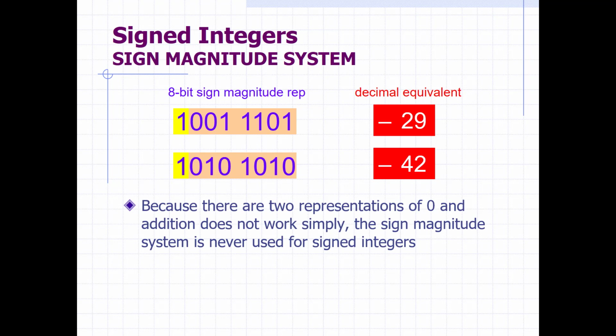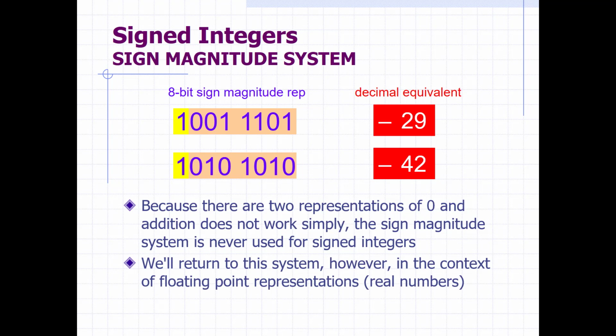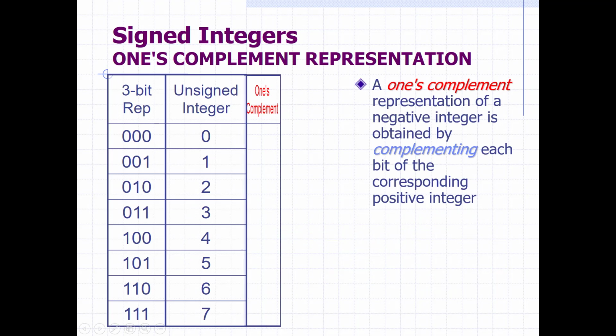But we won't use sign magnitude that much, except we will discuss this whole idea of having a sign bit as we move into floating point. Primarily because of the addition problem that we mentioned.